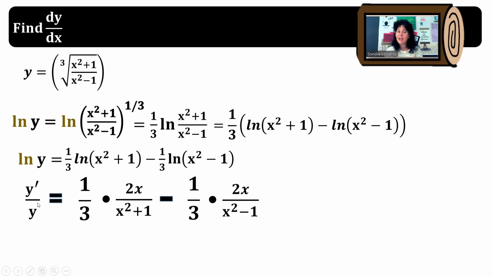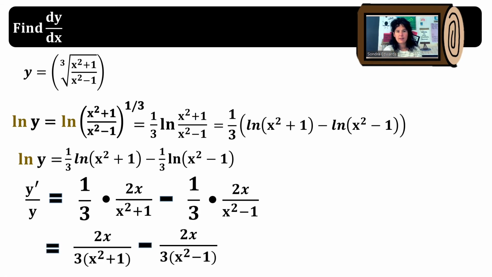Now I should get this by itself, okay, so I could do a little simplifying here. So let's multiply 1/3 times 2x over x squared plus 1 and 1/3 times 2x over x squared minus 1. Okay, and we're going to have that. Then to get the y prime by itself, I'm going to multiply both sides by y. And when I multiply both sides by y, I'm going to have y prime equals, and that y is over there.